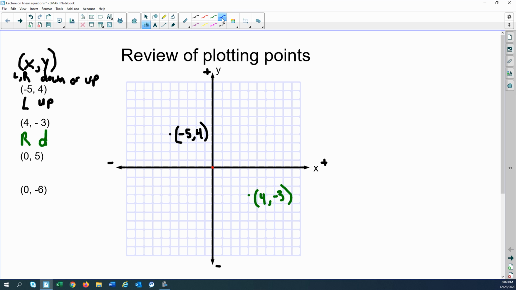Okay. And as I'm going through, if I'm moving too quick, remember you can always pause the video. So the next one is 0, 5. So 0 means I'm not moving left or right on the x-axis. We're staying on the y-axis here. And then +5 tells me to go up 5. So 0, up 5, 1, 2, 3, 4, 5. So that's 0, 5.